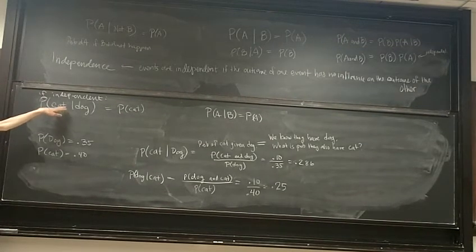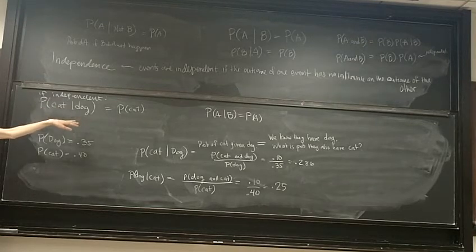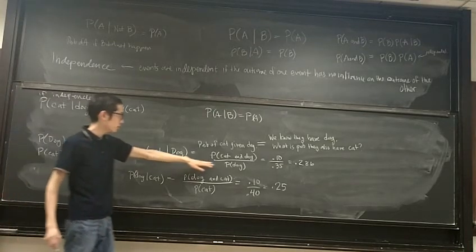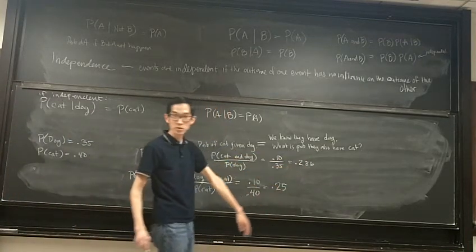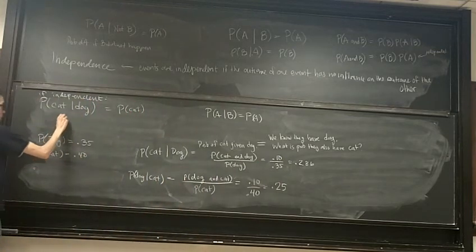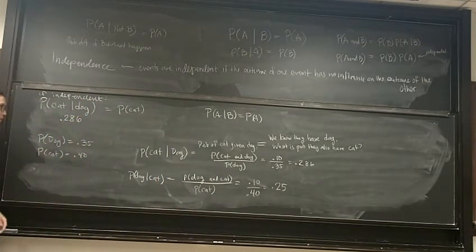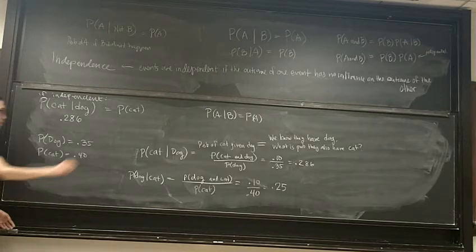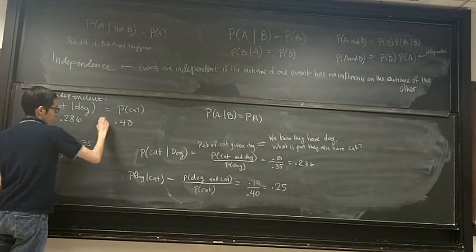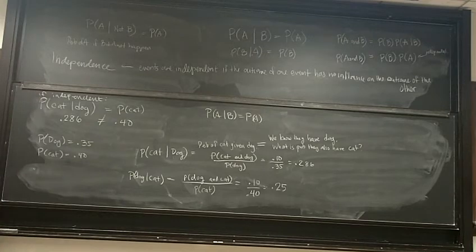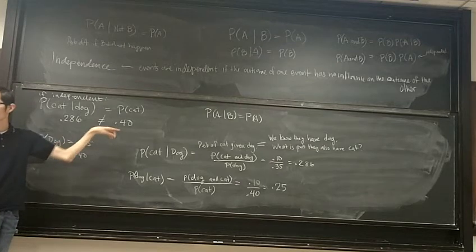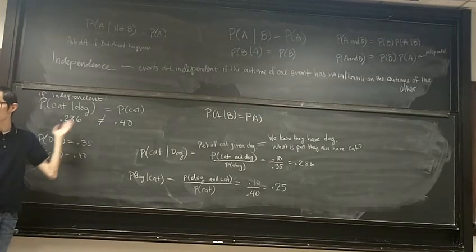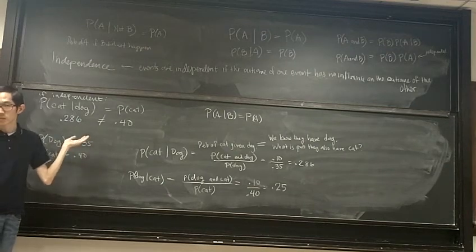What is the probability of owning a cat if someone owns a dog? 0.286. We have it right here. What's the probability that someone owns a cat, period? 0.40. Because this number does not equal this number, they are not independent. If they were independent, these two numbers would be the same. But they're not independent.